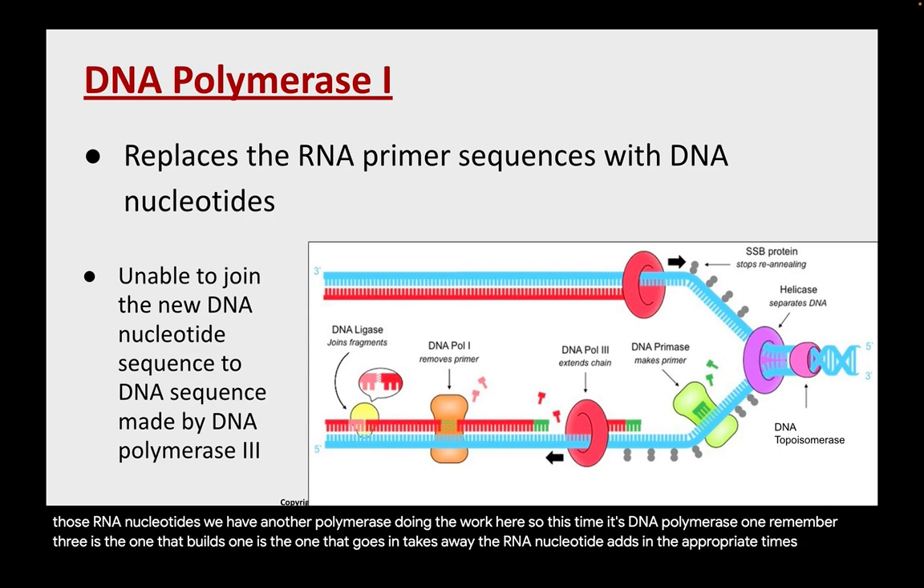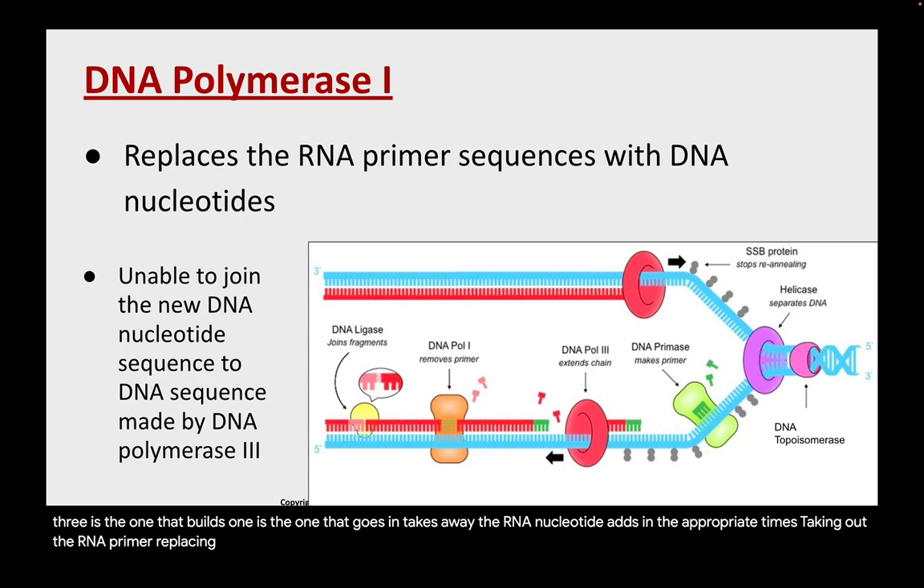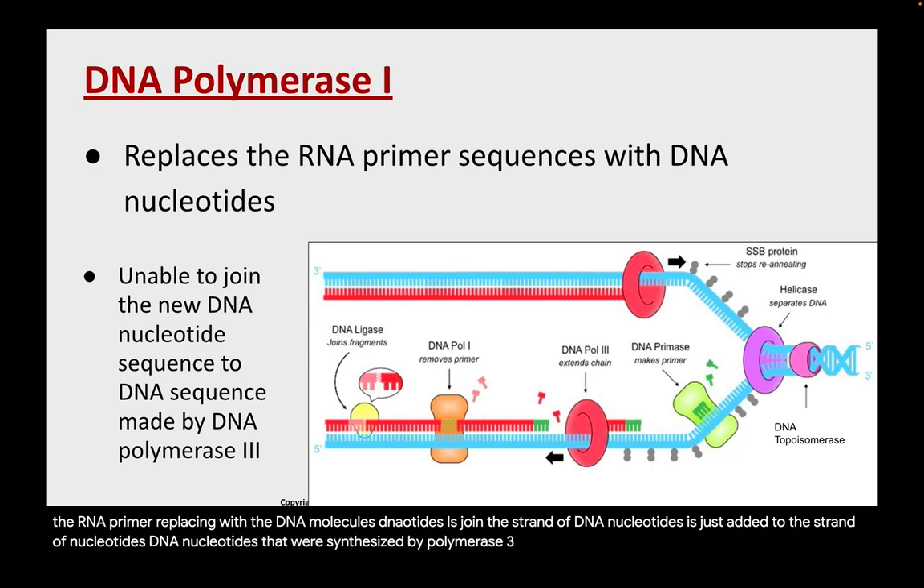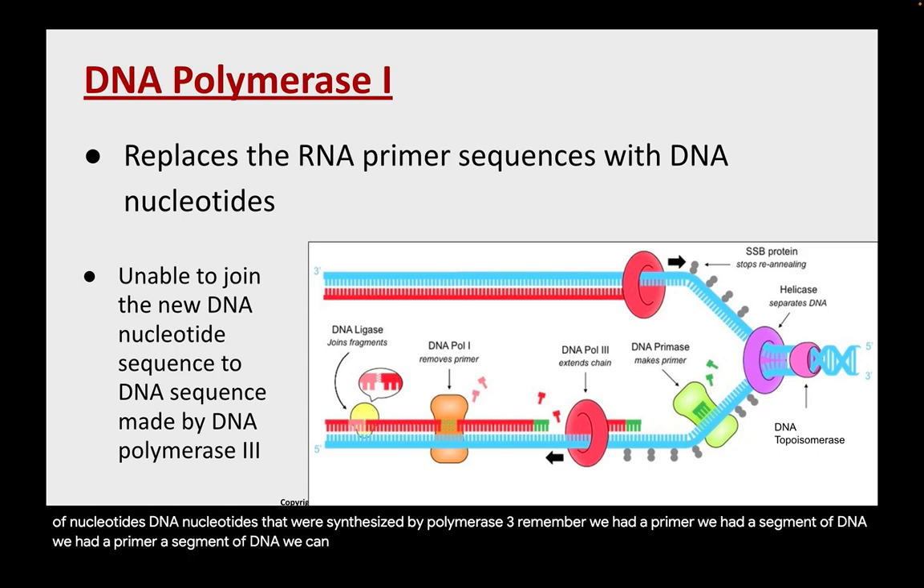Right, so it's taking out the RNA primer and replacing it with DNA nucleotides. The one thing it can't do is join the strand of DNA nucleotides it just added to the strand of DNA nucleotides that were synthesized by polymerase 3. Remember, we had a primer, we had a segment of DNA. We can replace that primer with DNA molecules, but we can't actually combine that newly synthesized segment of DNA with the one that was previously synthesized. Right? So we can't attach them together.